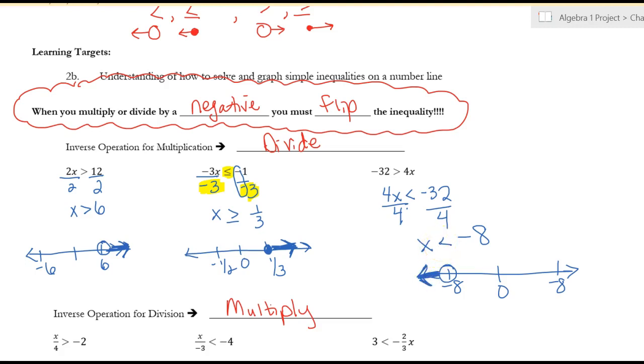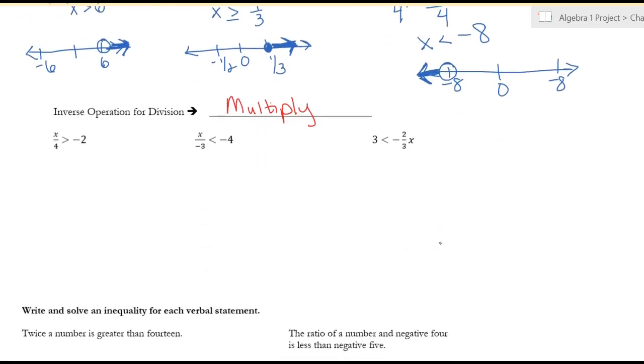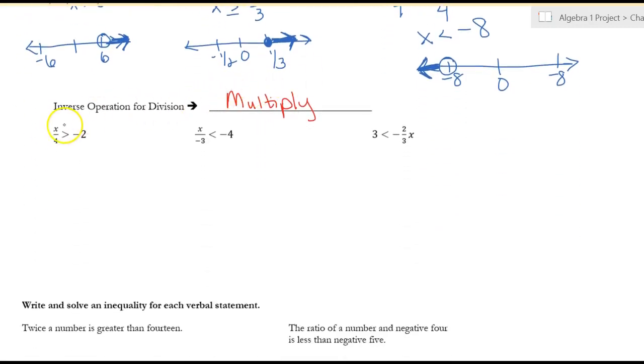Okay, so let's look and see what happens when we divide. Same process. So to get rid of a divide by 4, I'm going to multiply by 4. And I get x is greater than negative 8. Again, I have a negative answer, but I multiplied by a positive number. And since I multiplied by a positive number, I do not flip the inequality. So negative 8, open circle, and this says x is greater. So I'm going to make my arrow go to the right.